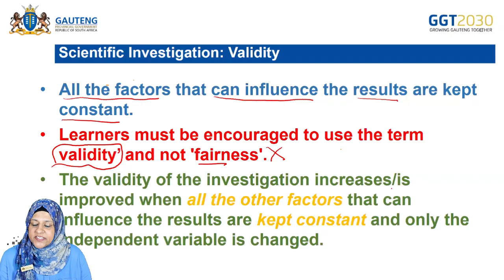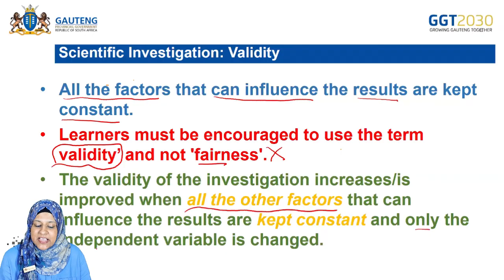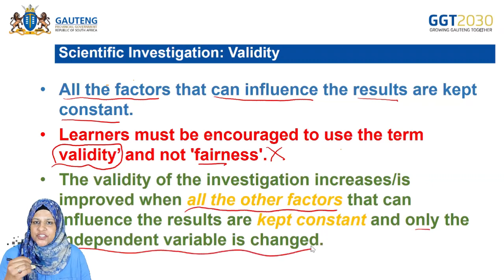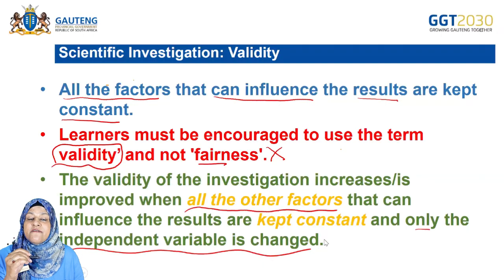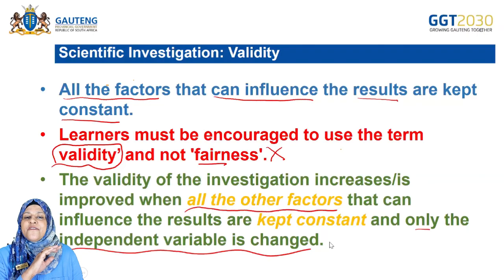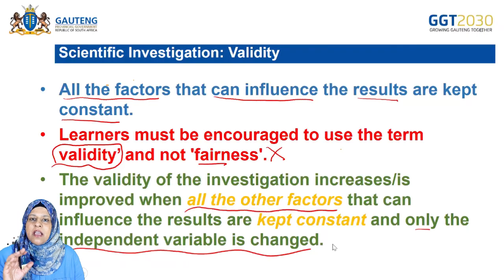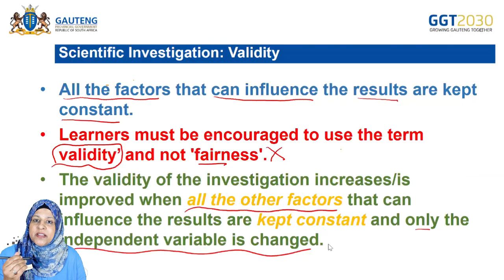The validity of the investigation increases or is improved when all factors that can influence the investigation are kept constant, besides the one that you are changing. So besides the independent variable, remember, you are changing the independent variable. You are manipulating the independent variable. That's the only variable that can change. Everything else in the investigation must be kept constant. So we know that whatever the result is, it is due to only the variable that we are changing, the independent variable, not any other factor.